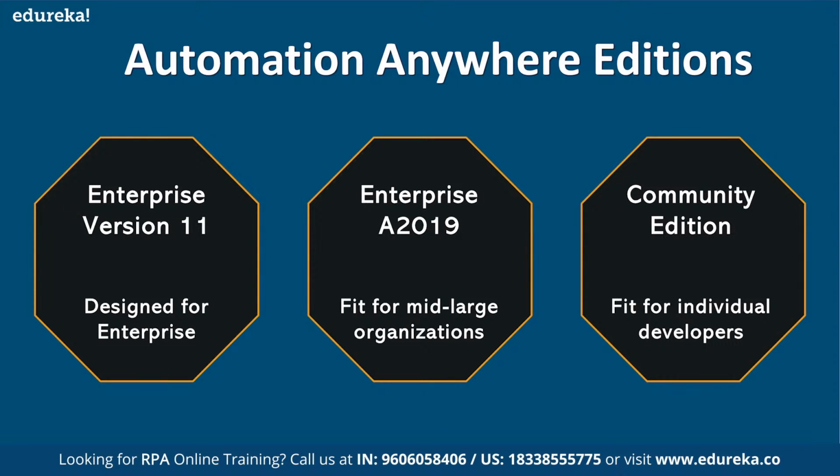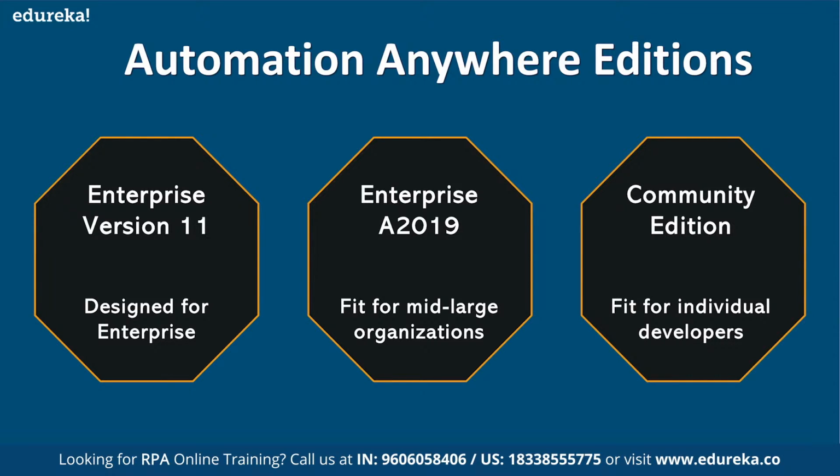Yeah, so Automation Anywhere no longer offers version 11. Version 11 has been phased out. Now there are two editions. One is Enterprise A2019, also called Automation Anywhere 360, right? So Automation Anywhere 360 Enterprise and Community Edition, right?